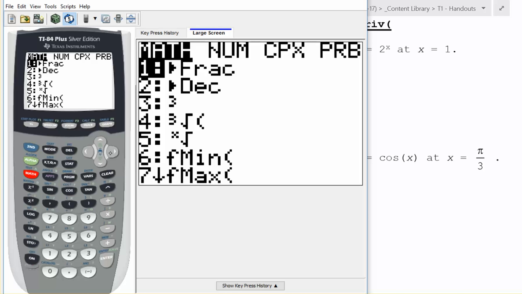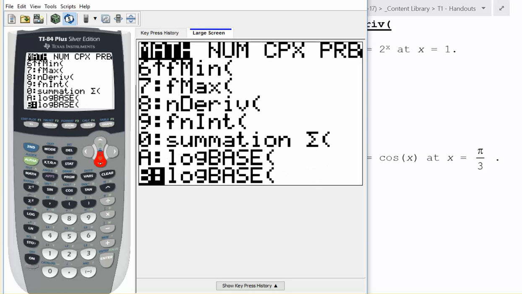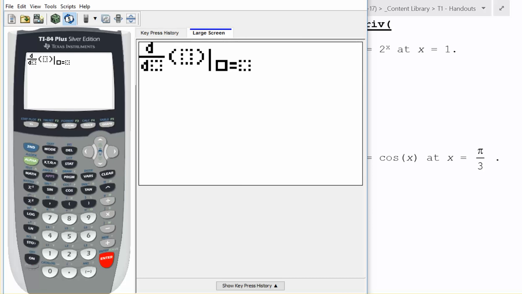Now if you go to math, go down the first column here, you'll see a lot of different functions. Fmax, Fmin. Which one do you think it is? Oh, there it is. nDeriv, right there. I'm going to press enter here, and look what it gives us. You see this here? This is written slightly differently than some of your calculators. I think most of them will say math print. It's like the upgraded version. It's more natural math writing.